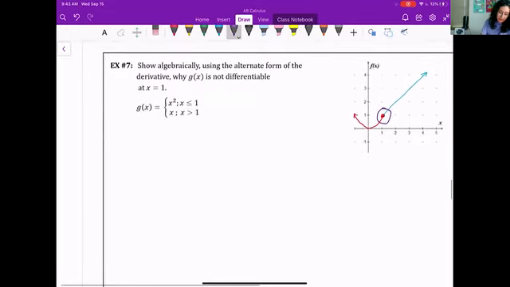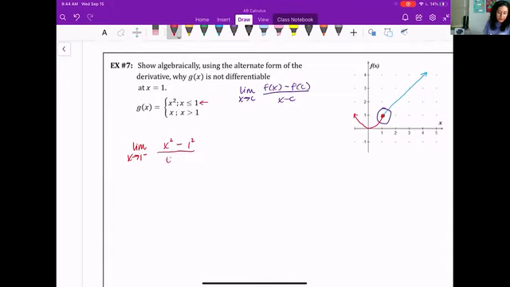So that's exactly what we're going to do here. They said use the alternate form of the derivative. So first I'll do the limit as x approaches 1 from the left. The alternate form of the derivative is the limit as x approaches c of f of x minus f of c, all over x minus c. Since I'm doing from the left, I'm going to choose this top part of my piecewise function. My function is x squared. And then for f of c, I'm going to plug 1 into x squared, so 1 squared, all over x minus 1.